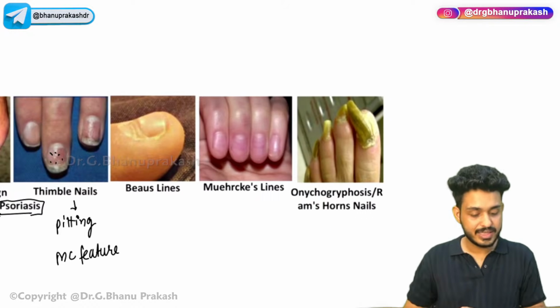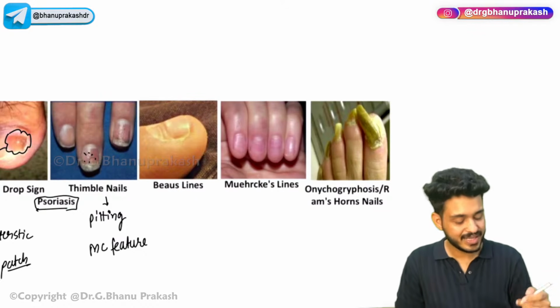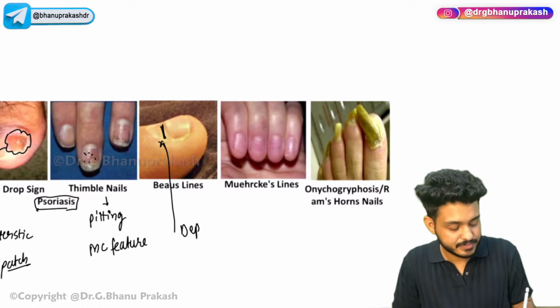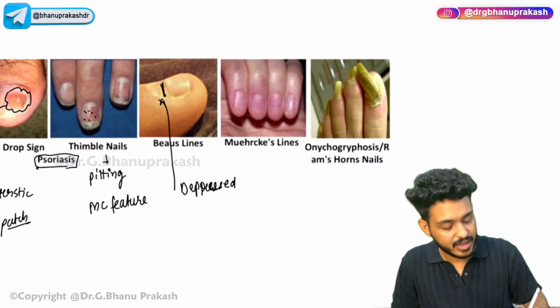Okay, the next one. These are your Beau's lines. Beau's lines are depressed. Look here, Beau's lines are depressed, and these are depressed and growing lines.